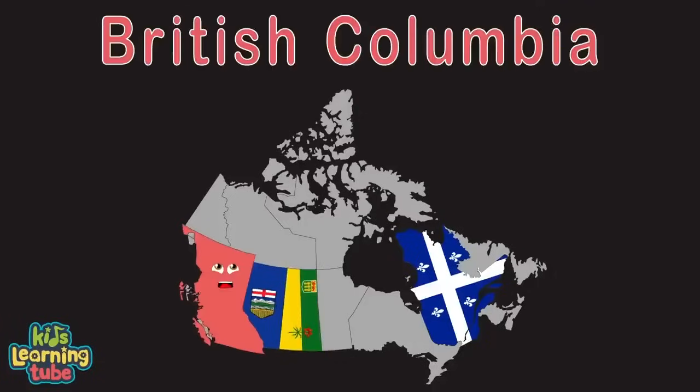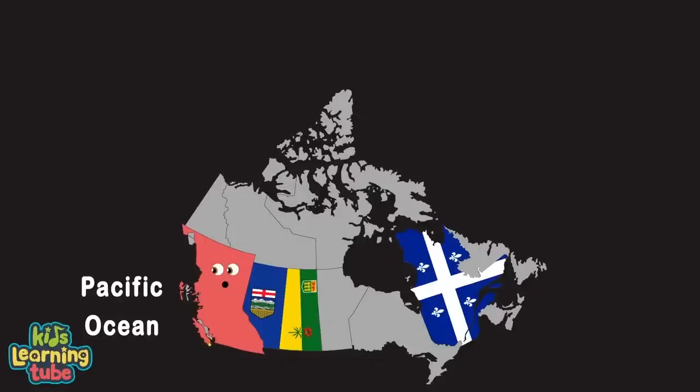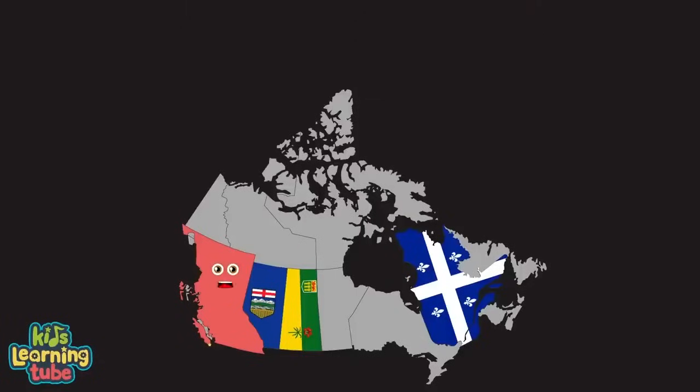I'm British Columbia, Victoria is my capital, Canada's westernmost province touching the Pacific coast. I have lots of mountain ranges, Whistler Mountain is my most famous. If you're looking to ski or snowboard, I have lots of these places.